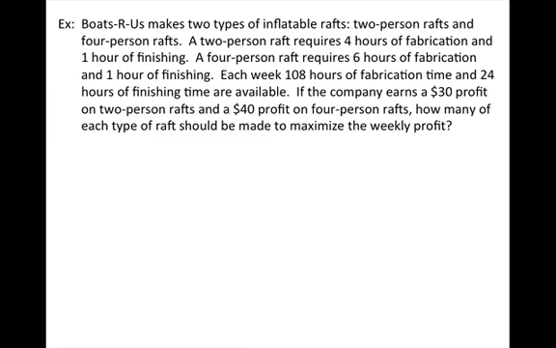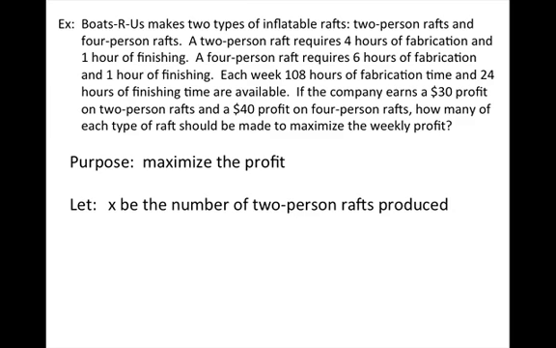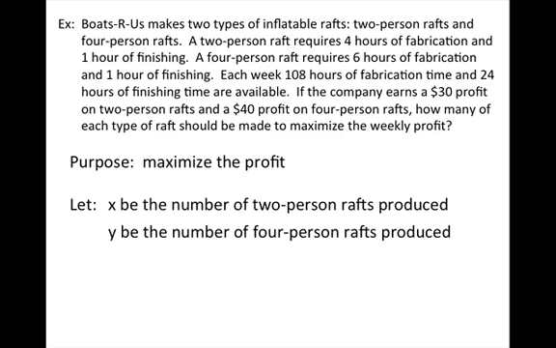So let's go to our steps for solving the linear programming problem. The first step is we want to look at our purpose. The last sentence told us we want to maximize the profit. Then next, you find your unknowns. Well, we're asked how many of each type of raft should be made. So our unknowns are the types of rafts. List these in the order they're given. I'm first told about the 2-person raft, so let's let X be the number of 2-person rafts. Then the second one was the 4-person rafts, so we'll let Y be the number of 4-person rafts that are produced.